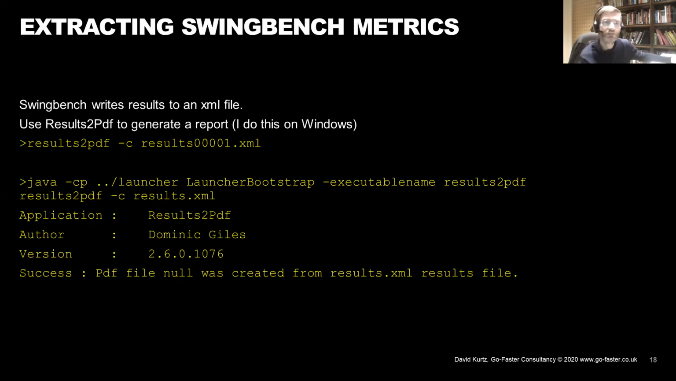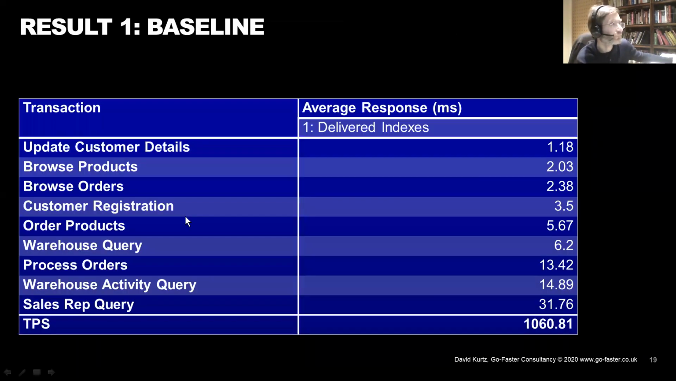I find that it's easy to run the report to PDF process on Windows. And then you can look in the report and you can extract some metrics from it. And when I ran the baseline, this was actually run genuinely on a proper Exadata, not on a VM. I got this set of results. So you can see the average response time in milliseconds for 9 transactions in the benchmark. And you can see the number of transactions per second, a little over 1,000 transactions per second. Okay.